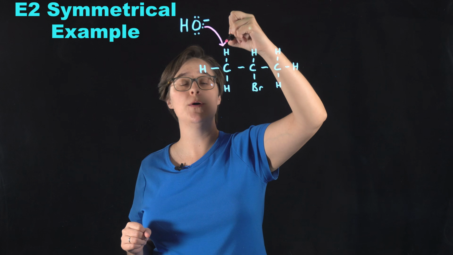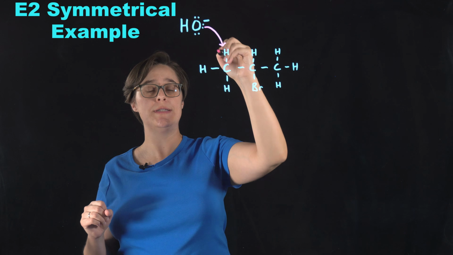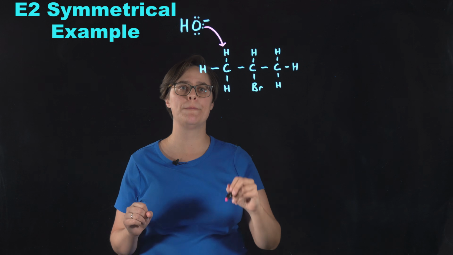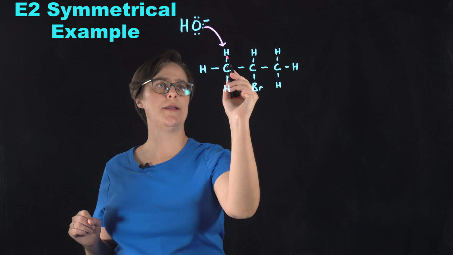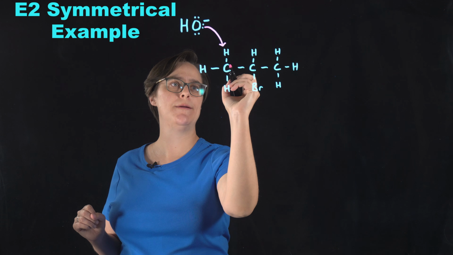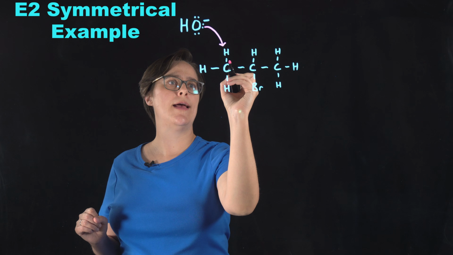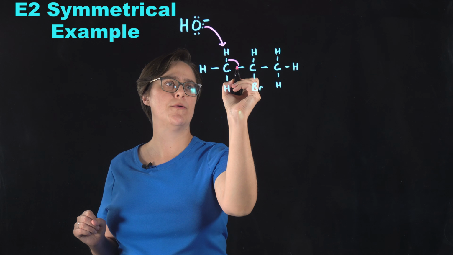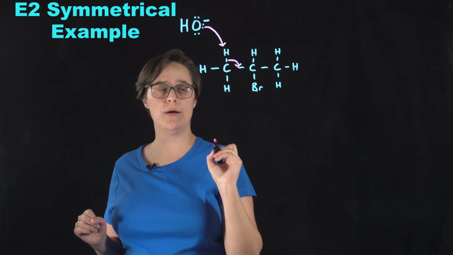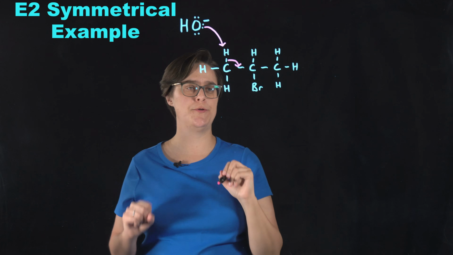So, curved arrow with 2 barbs. So this bond is going to start to form. And when that happens, the bond between that hydrogen and its carbon is going to break. And those 2 electrons are going to move to the carbon-carbon bond. So that's another curved arrow with 2 barbs.